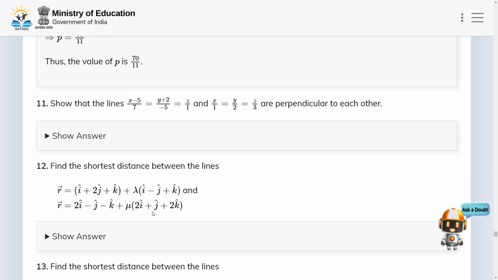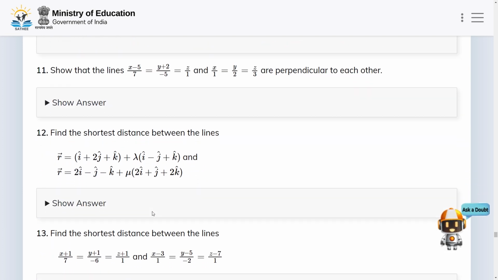Now 11th problem. Show that the lines (x minus 5) by 7 is equal to (y plus 2) by minus 5 is equal to z by 1, and x by 1 is equal to y by 2 is equal to z by 3 are perpendicular to each other. The same approach we will be using here as we just saw in the above problem.